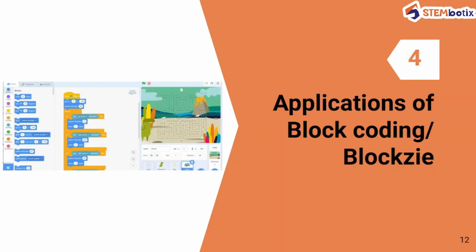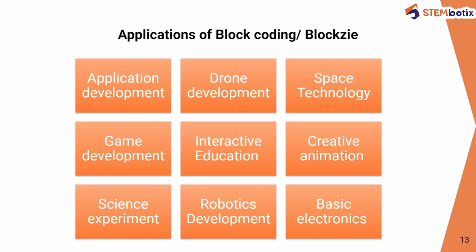Now, the fourth one is the applications of block coding, or simply Blockzy. What are the application areas of Blockzy software? The below are the application areas. For example, if you want to develop an application, you can use block coding for drone development, space technology, game development, interactive education, creative animation, science experiments, robotics development, and basic electronics. These are the branches where you can use block coding, and that block coding you can do in Blockzy software.